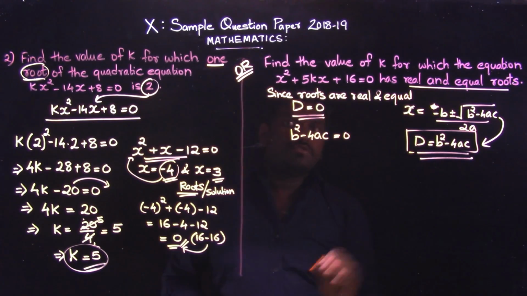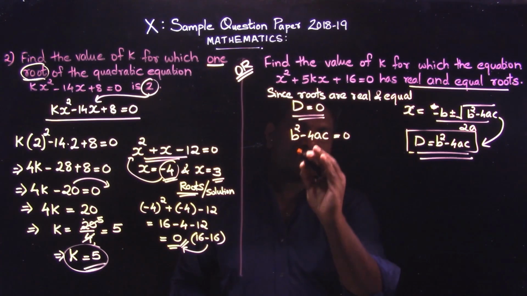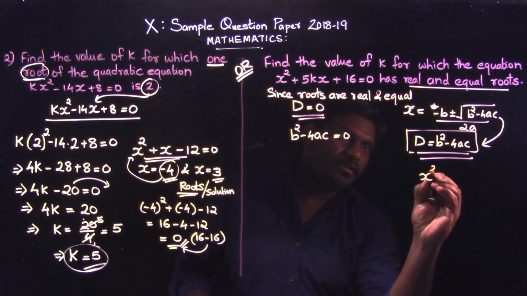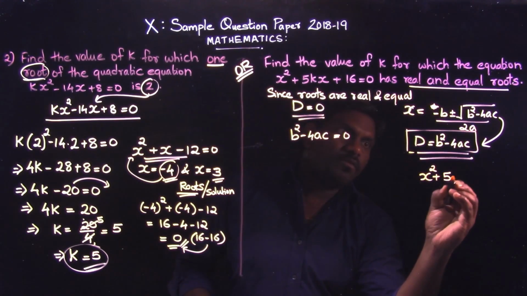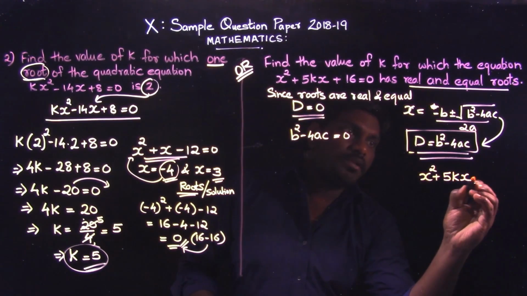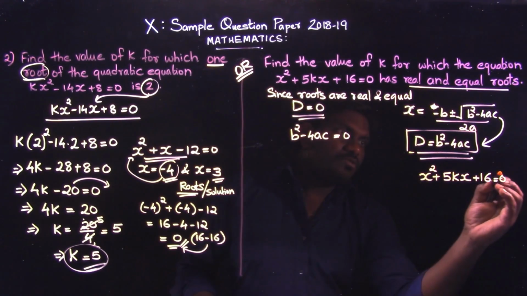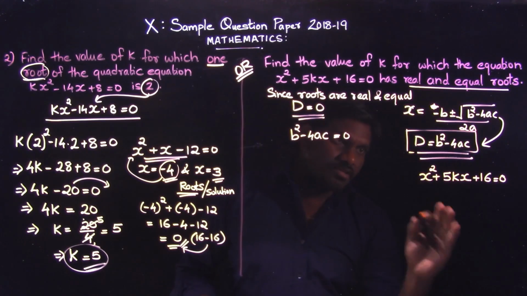Now, for you to understand what is b, what is a, what is c, if you don't know, clearly see here. Check and thoroughly see this one properly, what I'm writing. You have only 1 month here, so you need to know what is a, b and c.